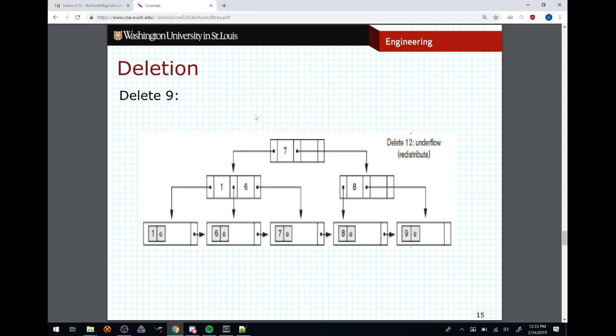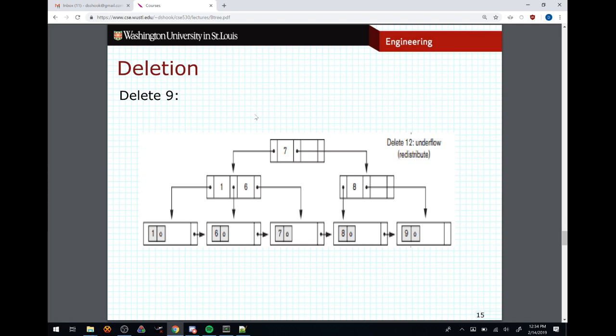We deleted the 5. We deleted the 12. All right, now let's delete the 9. I find the node with the 9 in it, and I delete it. I'm empty again, right? Less than half capacity. The first thing I'm going to do is go to my sibling and say, hey, you got an extra value I can spare? But this time the answer is no. I do not have an extra value for you.